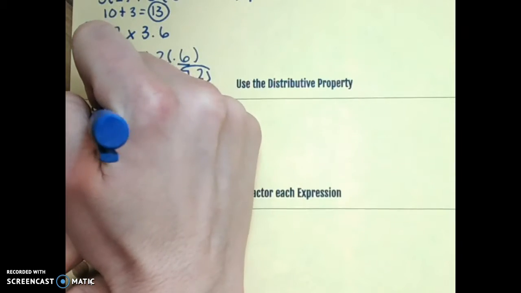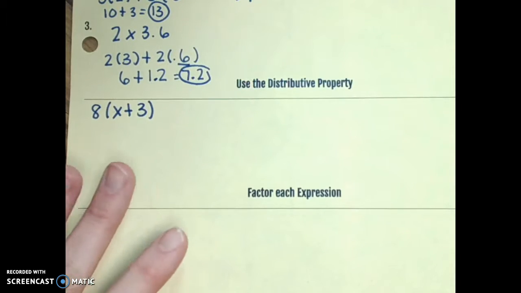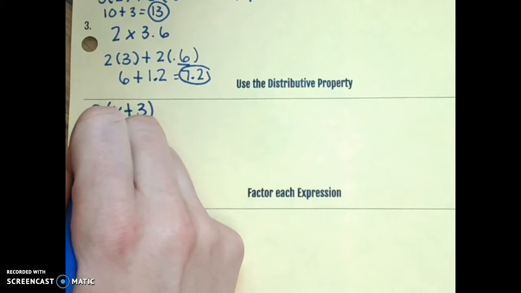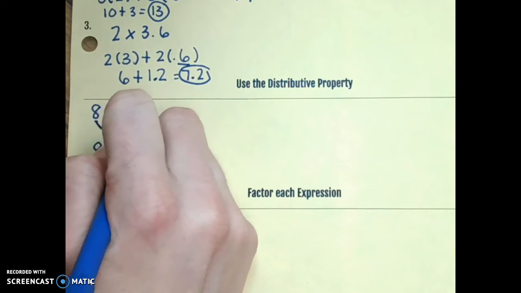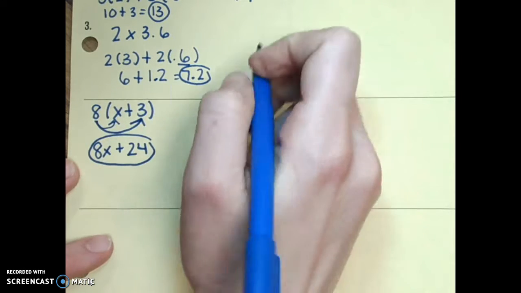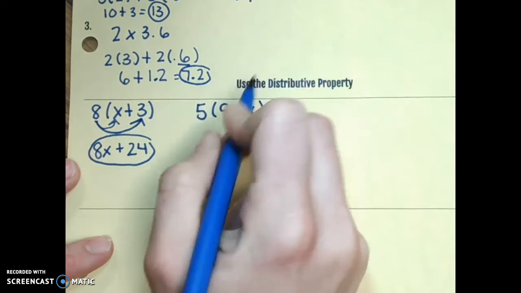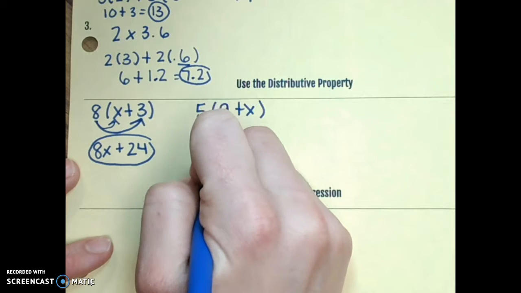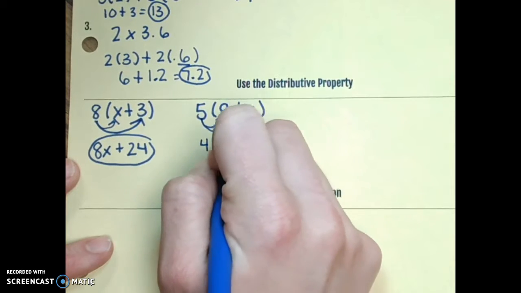So our first problem is 8, and then in parentheses, x plus 3. And this is a property where it's going to multiply by each number on the inside, because parentheses mean multiplication. So I have 8 times x, which is 8x, and I have 8 times 3, which is 24, and that's your answer. Our next one, we have 5, and then in parentheses, 9 plus x. So remember, I want him to be friends with everyone on the inside. So 5 times 9 is 45. Then 5 times x is 5x.